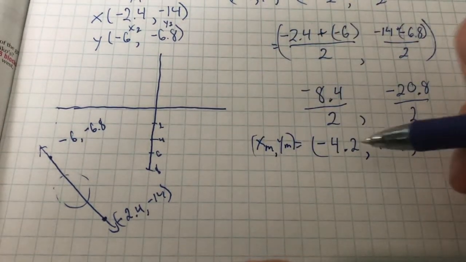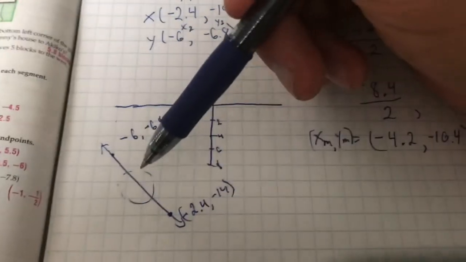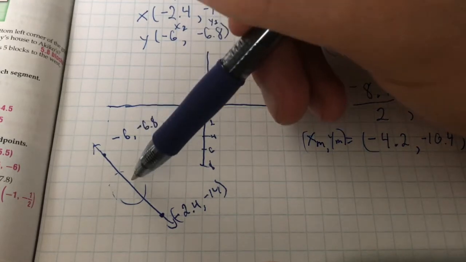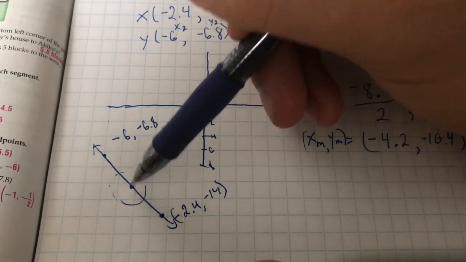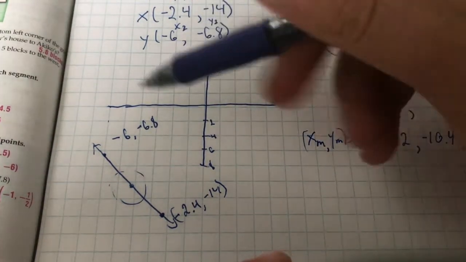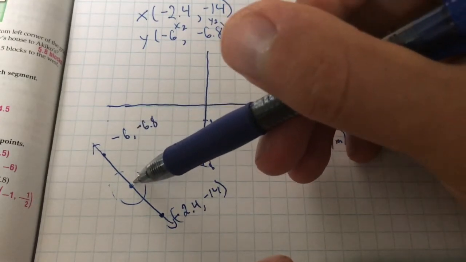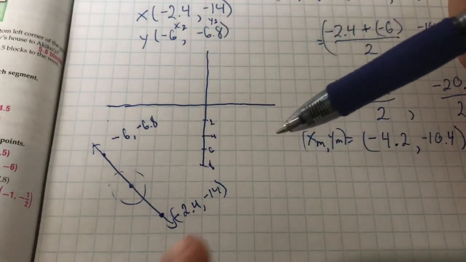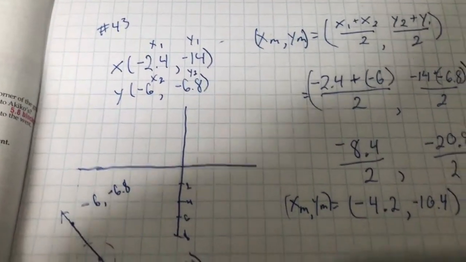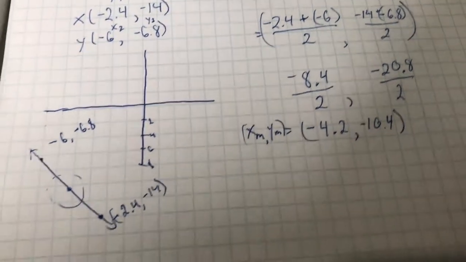Now let's put that into our diagram and double check that it works out. Negative 4.2, 1, 2, 3, 4.2, right about here. Let's see if this is where we'd expect the y. Negative 10.4: 2, 4, 6, 8, 10.4. I would totally agree. All right, so there you have it. There is number 43, our final answer, negative 4.2, negative 10.4.